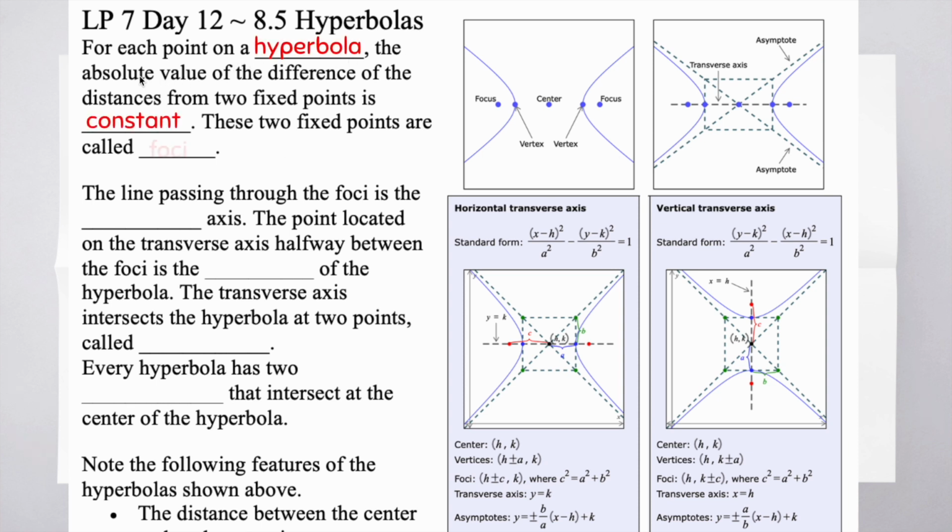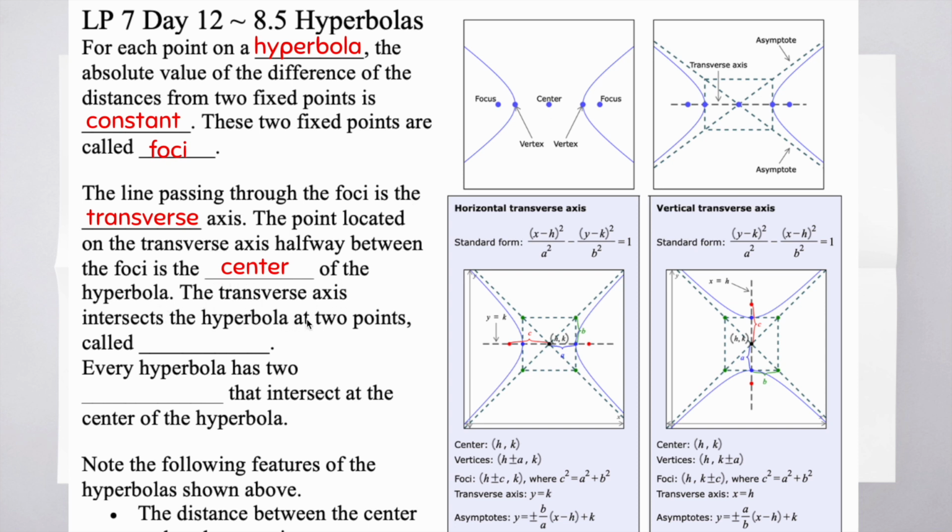So for each point on a hyperbola, the absolute value of the difference of the distances from two fixed points is constant. And these fixed points are called the foci. Okay, so the absolute value of the difference of these distances is constant. The line passing through the foci is the transverse axis. So you can see that labeled up here. It's the transverse axis going through the foci. The point located on the transverse axis halfway between the foci is the center. So we still do have a center that it's bending away from instead of bending into.